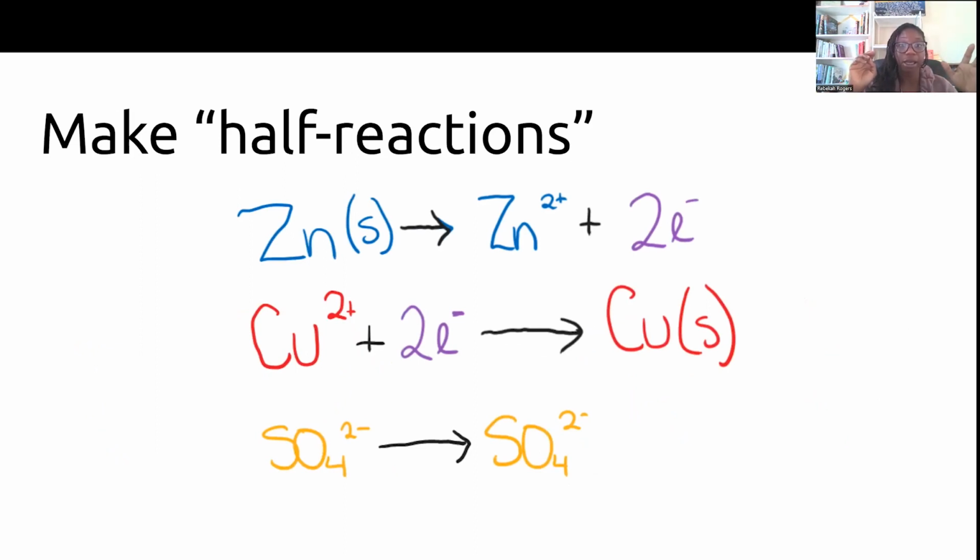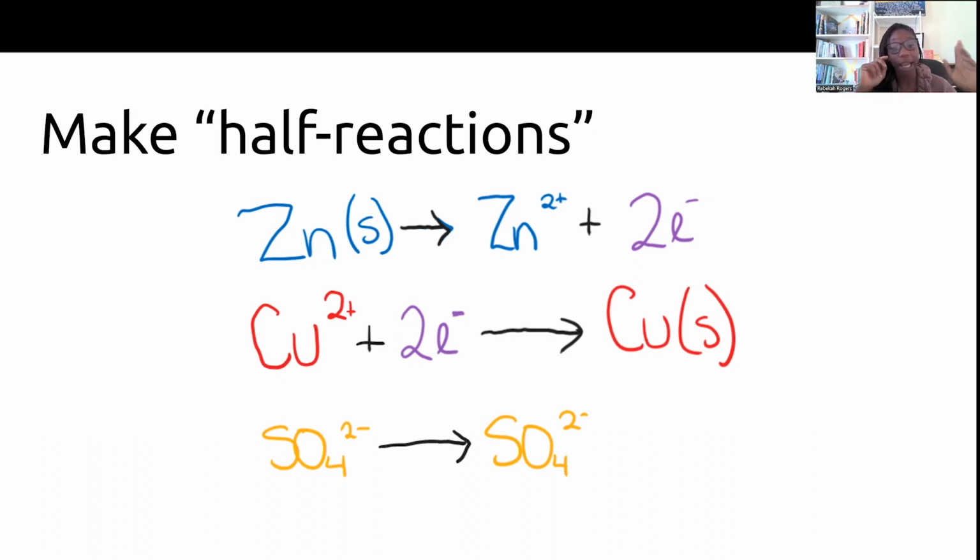So the zinc goes from having a charge of 0 to having a charge of +2 when it's bound to sulfate. That means the zinc had to lose 2 electrons in order to bind to the sulfate ion. Similarly, the copper started off bound to sulfate with a +2 charge, but on the other side it became a 0 charge, which means it had to gain 2 electrons in order to become neutral.